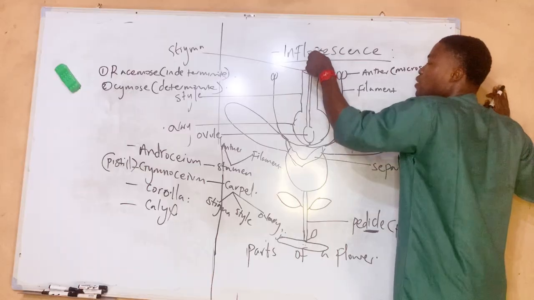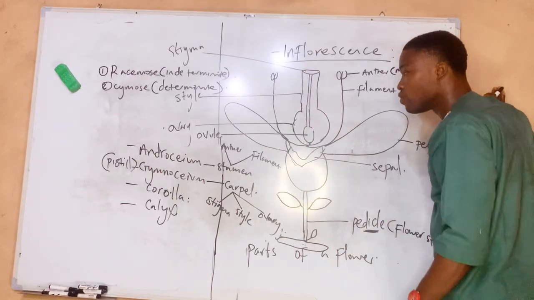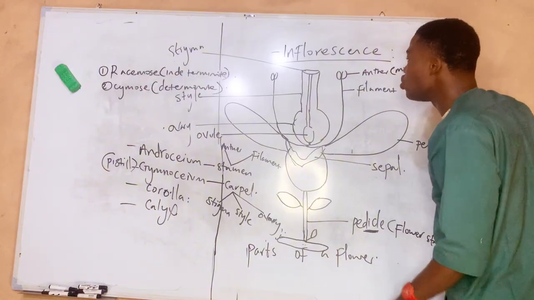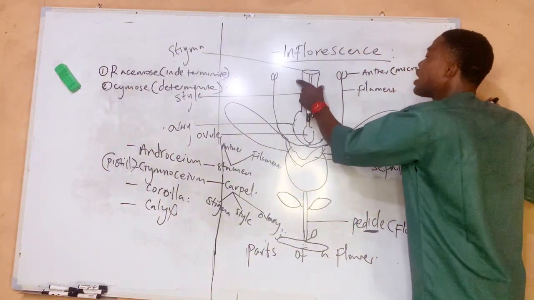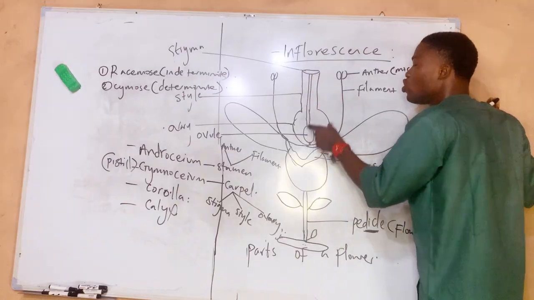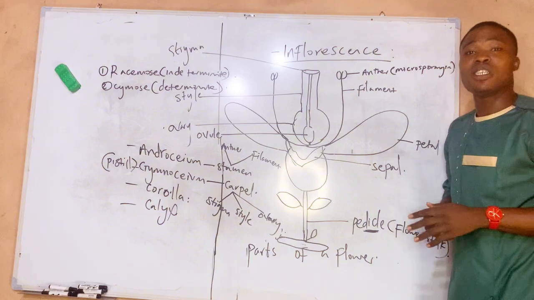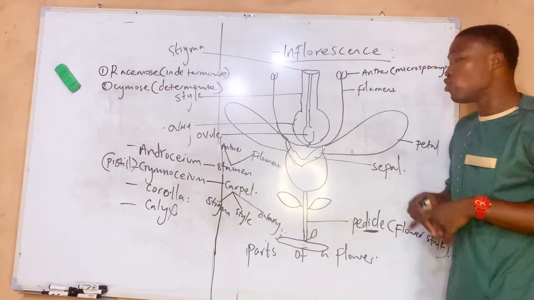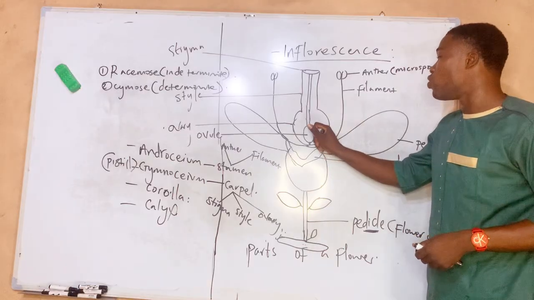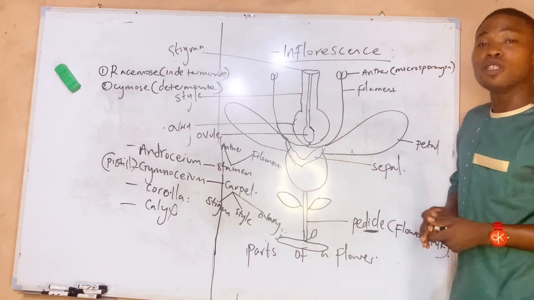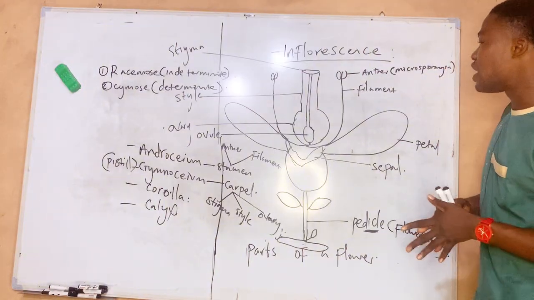So it is through the style that the pollen grain will grow to go into the ovary and fertilize the ovule. So the style is like a connection between the stigma and the ovary. The ovary is the part that contains the ovule, the female gamete of the flower. It should be noted that on fertilization, the ovary becomes the fruit, while the ovule becomes the seed. I know you know that.